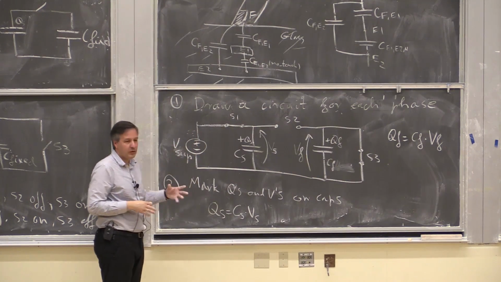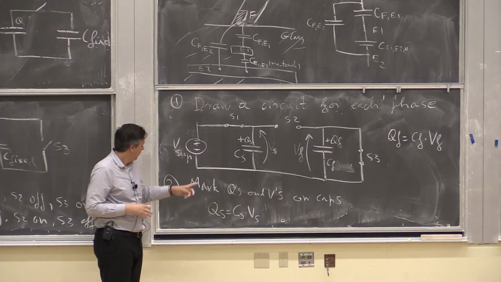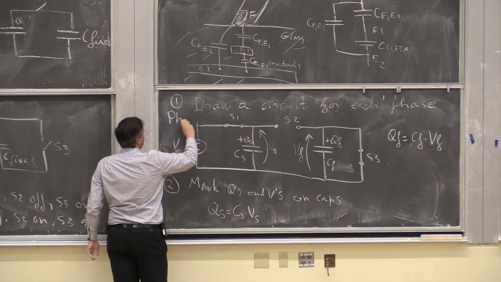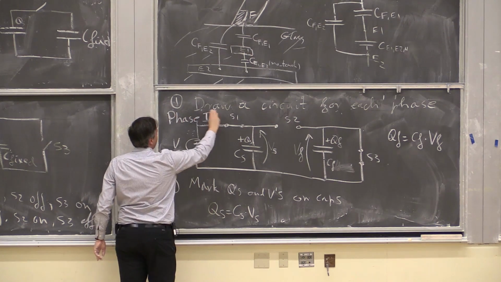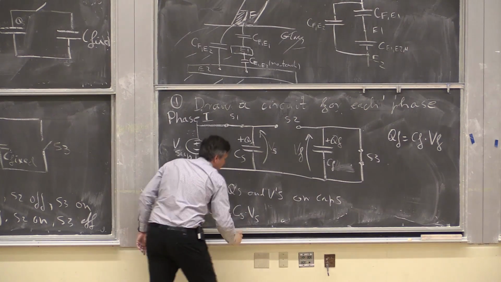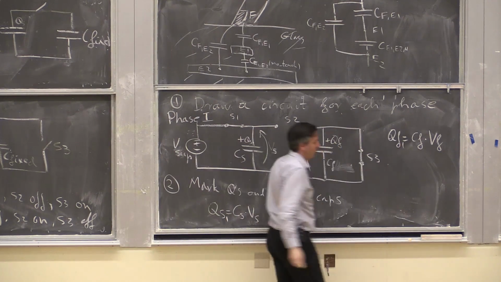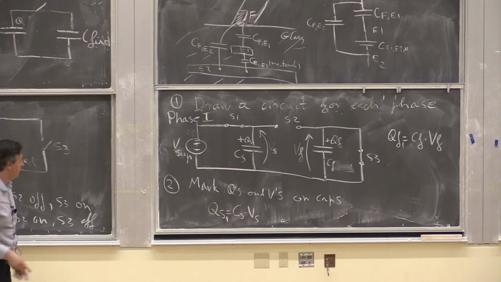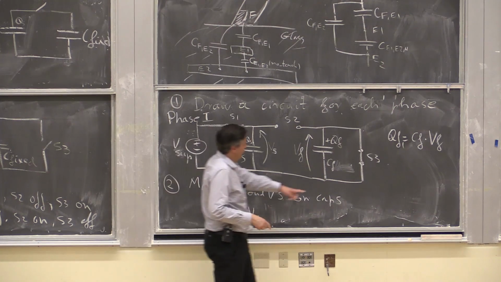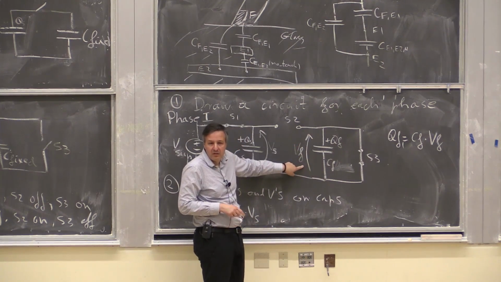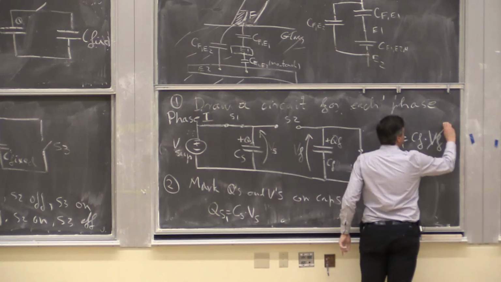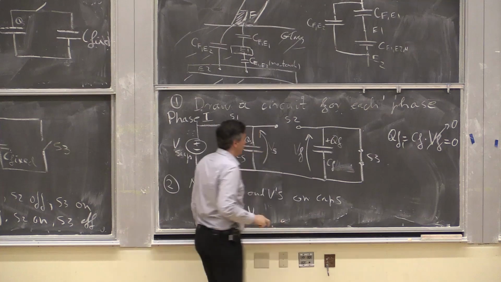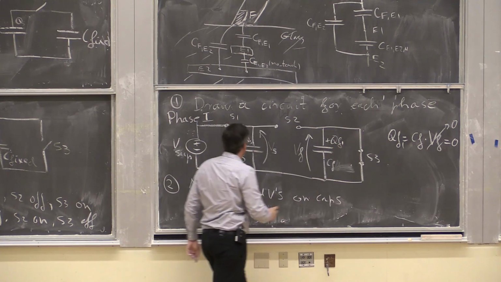Okay. What I also like to do is add an index that tells me in which phase I am. Right, so this is phase one. So I'll add 1 here for the charge, because I know that's the charge on the capacitor in phase 1. Okay, so can anyone tell me what is VF? 0, right? This is 0, and so the charge QF1 is basically 0. So let's label it QF1, CS1.